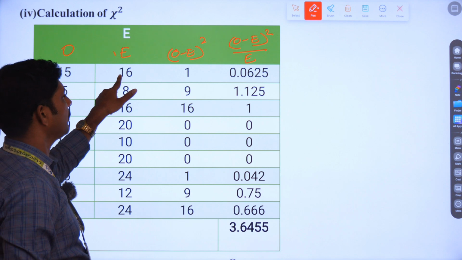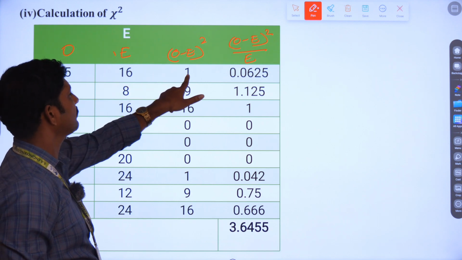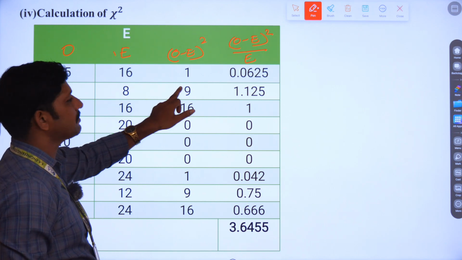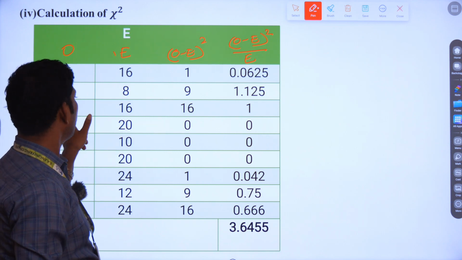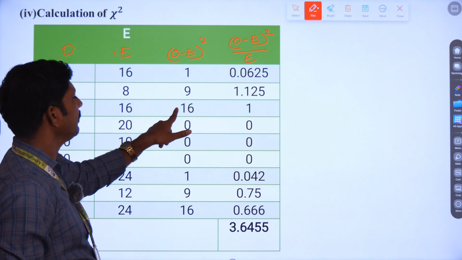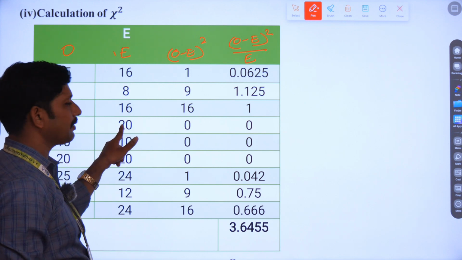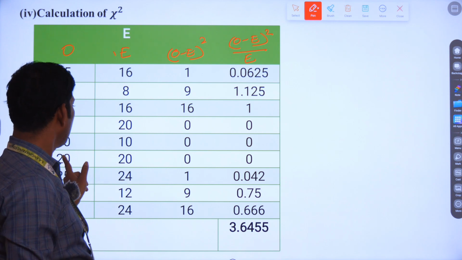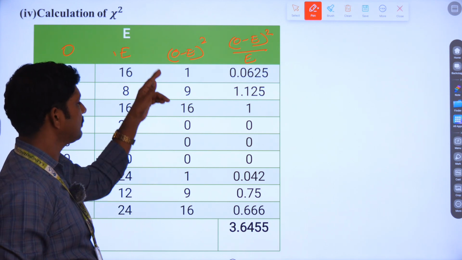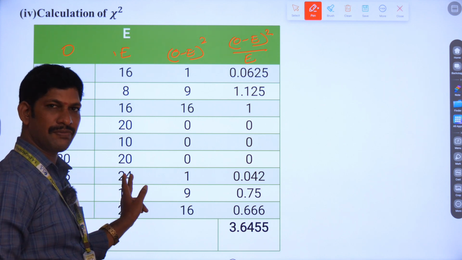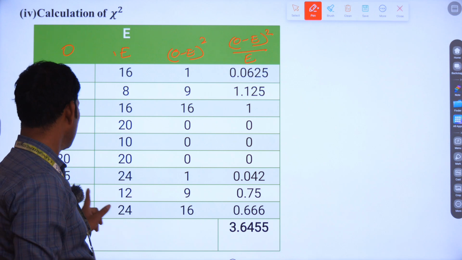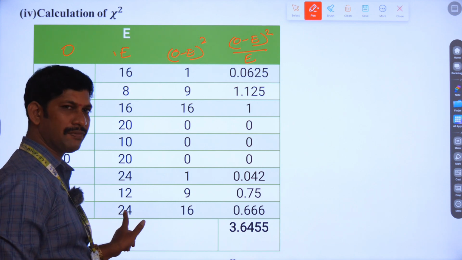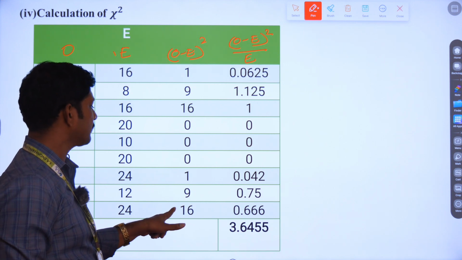15 minus 16 is minus 1, squared is plus 1. Again, 5 minus 8 is minus 3, squared is 9. 20 minus 16 is 4, squared is 16. 20 minus 20 is 0, 0 squared is 0. 10 minus 10 is 0, therefore 0. 20 minus 20 is 0, 0 squared is 0. 25 minus 24 is 1, squared is 1. 15 minus 12 is 3, squared is 9. 20 minus 24 is minus 4, squared is 16.